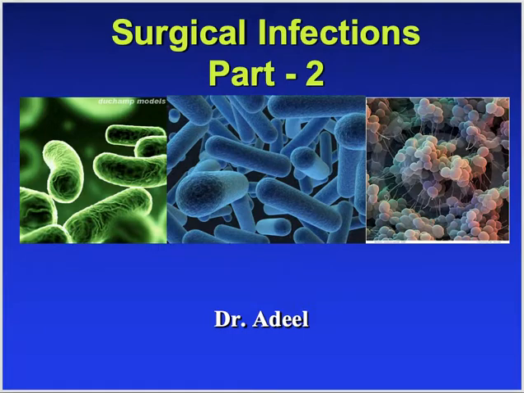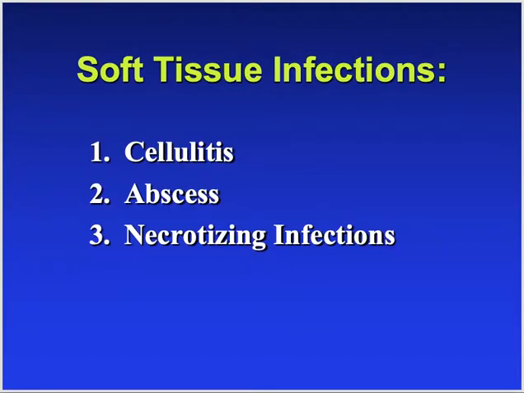This one is the continuation of the previous lecture. In the previous lecture, we discussed the basics and also the surgical site infections, SSIs. In this one, we are going to talk about the other surgical infections, which I listed in the previous lecture. So we are going to start discussing cellulitis, abscess, and necrotizing, plus some other infections.